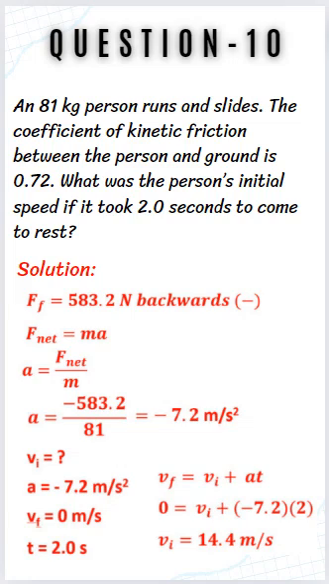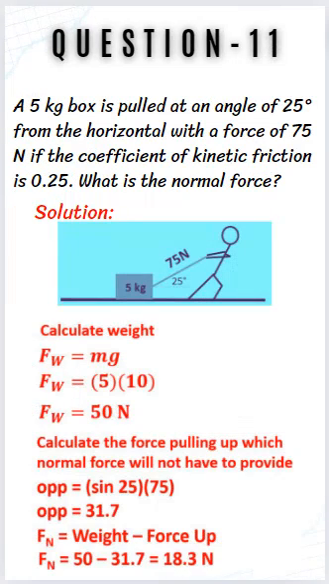The person takes 2 seconds to come to rest. Use the equation of linear motion v equals u plus a times t. You will get initial velocity equal to 14.4 meters per second. In question 11, the pulling force is not horizontal, but inclined at an angle of 25 degrees. This inclined force has two components, one horizontal and another vertical. Horizontal component is the pulling force. The normal force is equal to the weight of the object minus the vertical component of the inclined force. Rest of the calculations are straightforward.